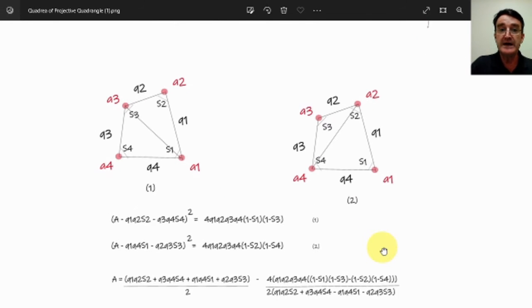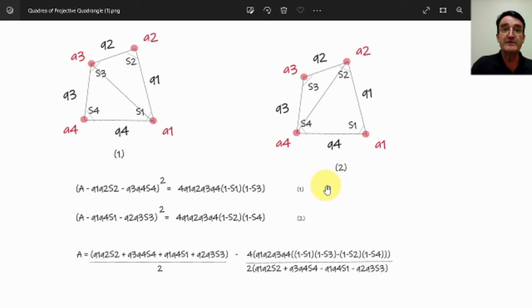I'm just going to hand you what the formula is for the quadria of a projective quadrangle. It's this formula right here.